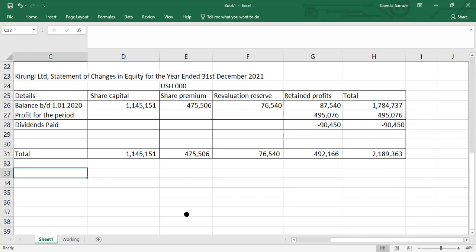Do we have any questions on the statement of changes in equity? Could you just type in the chat box in case you have any questions on the statement of changes in equity before I proceed?